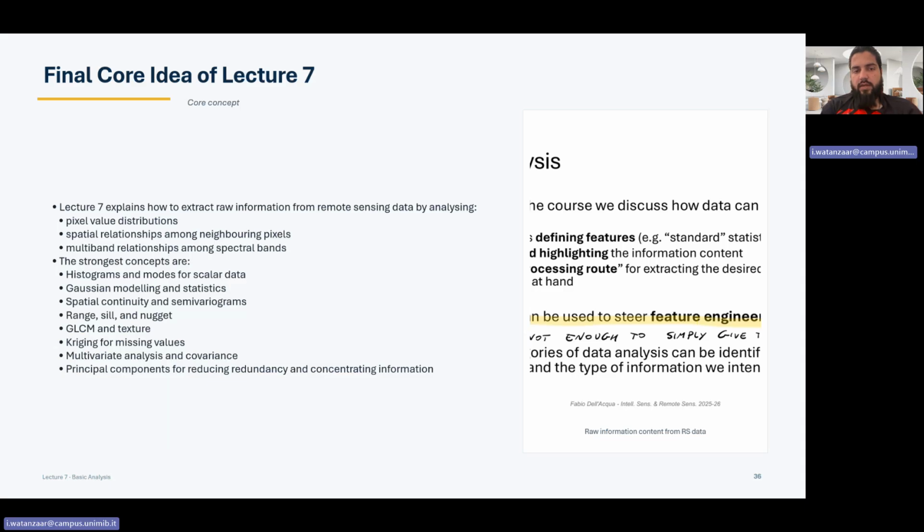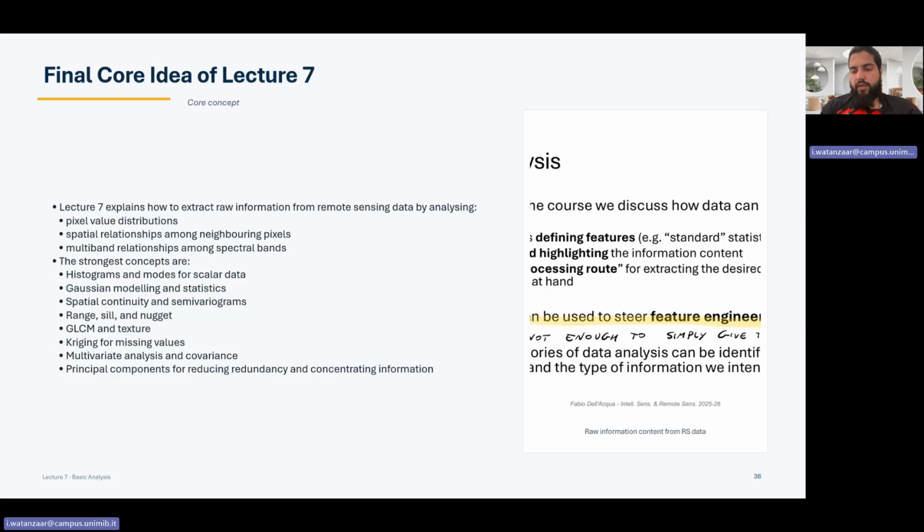The strongest concepts are the histogram and models, which can really help with scalar analysis, spatial analysis, and multivariate analysis. Histogram and modes for the scalar data, Gaussian modeling in statistics, and spatial continuity with semivariograms are really important. In the semivariograms, we discussed range, sill, and nugget. GLCM and textures are applications of the co-occurrence matrix in spatial analysis, and kriging is for missing values in spatial analysis.